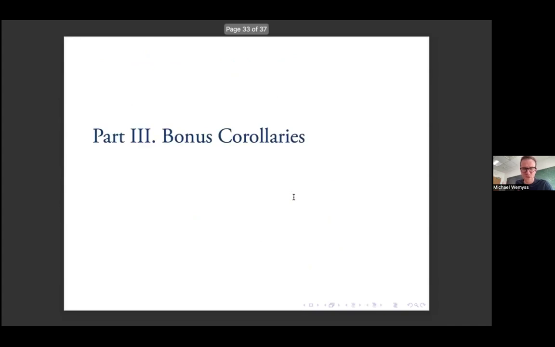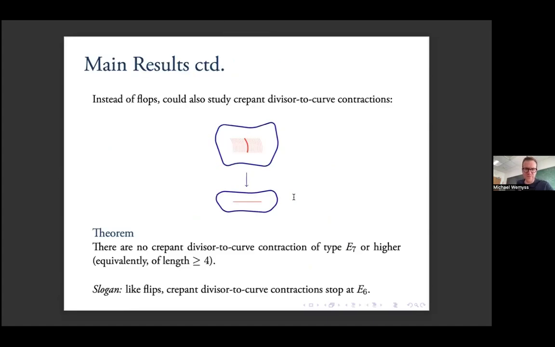Okay, and there's a couple of bonus corollaries. There are two slides left, I think. Instead of flops, you can also study crepant divisorial contractions to curves, so divisor to curves. Let me explain what those are. Here's a cartoon picture. Instead of this single curve going to a point, the single curve might move in a family. You think of this as a sheet of paper, and I just squish the sheet of paper down to a line.